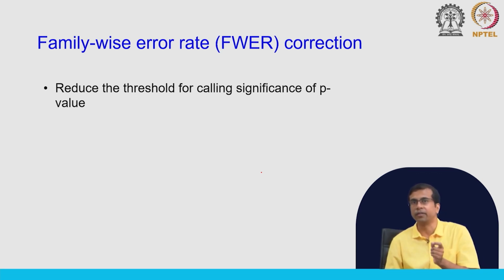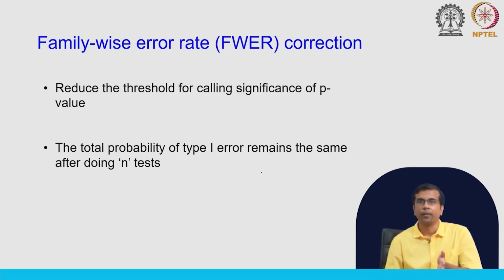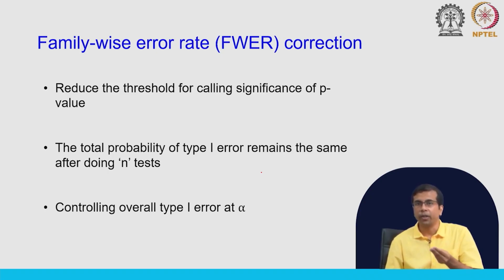If you lower this threshold, that would mean we will again control the type 1 error rate. What happens is that the total probability of type 1 error remains the same after doing n tests if you reduce this threshold. So, that is the idea, that we want to keep this threshold low, so that we do not make this type 1 error. We are controlling the overall type 1 error at alpha, which was 0.05 for a single test. For 1000 tests, we also want to keep this overall type 1 error at 0.05.